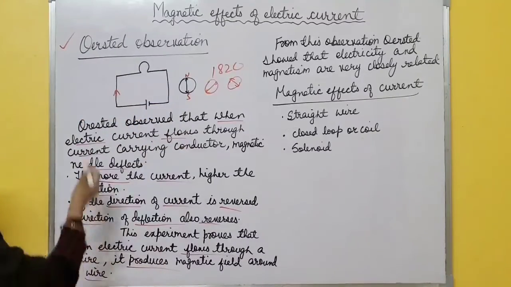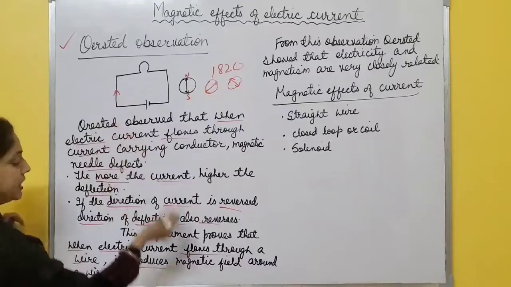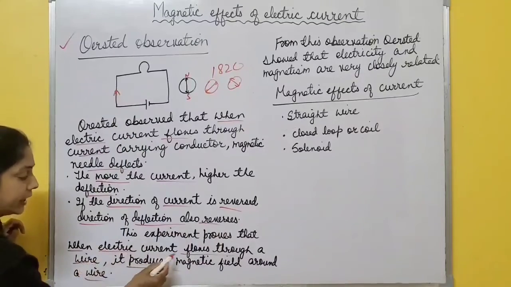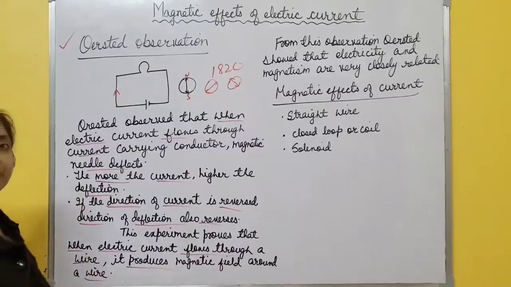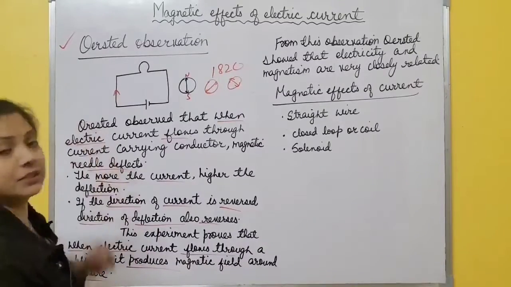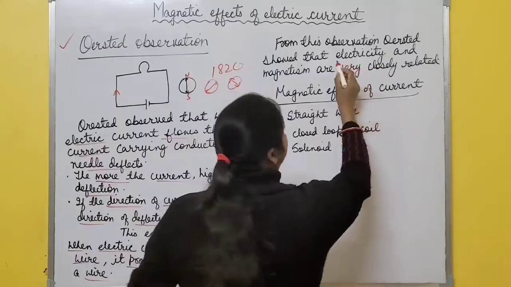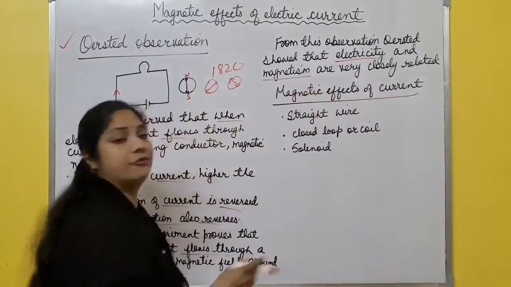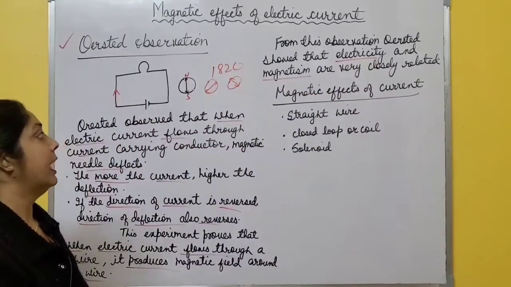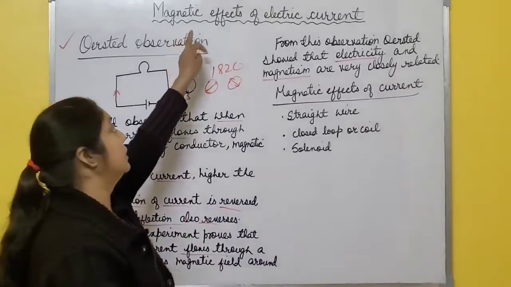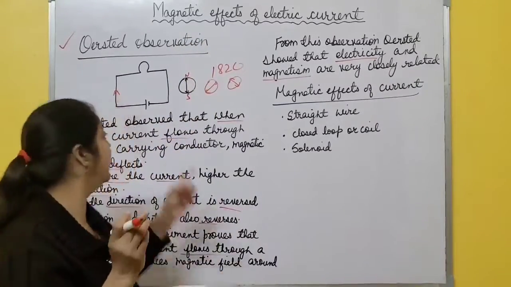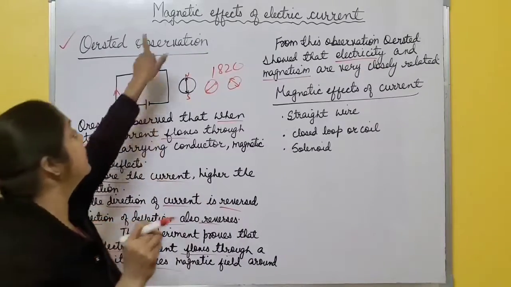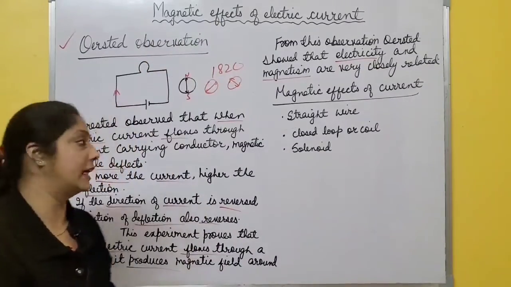So for the first time Oersted, with the help of this experiment, proves that when electric current flows through a wire, it produces a magnetic field around the wire. It means from this observation, he found that electricity and magnetism are very closely related. And this phenomenon of generation of a magnetic effect with the help of electric current is called the magnetic effect of electric current.